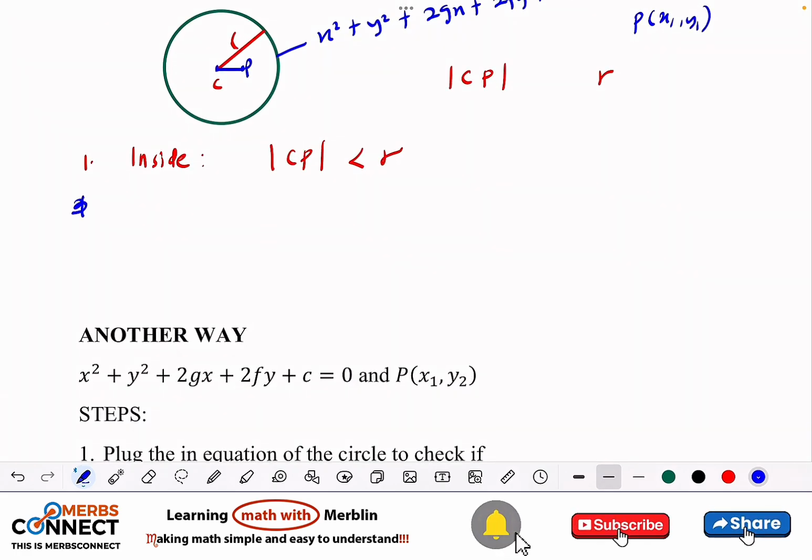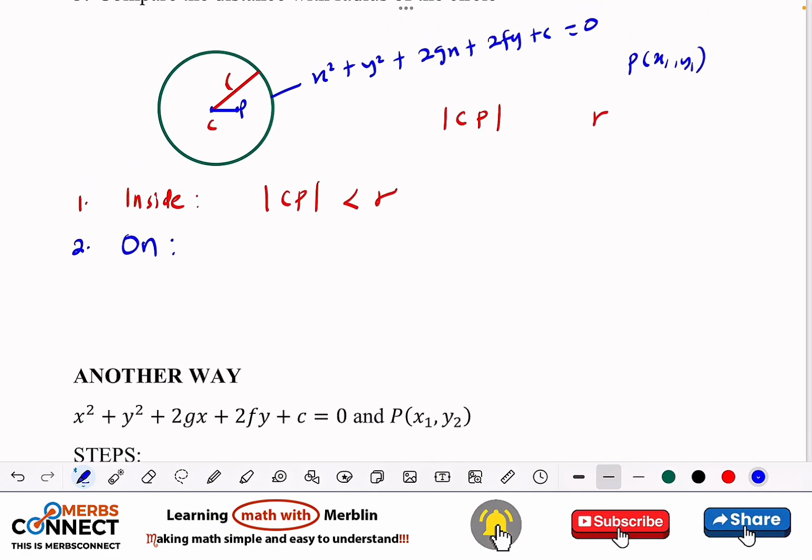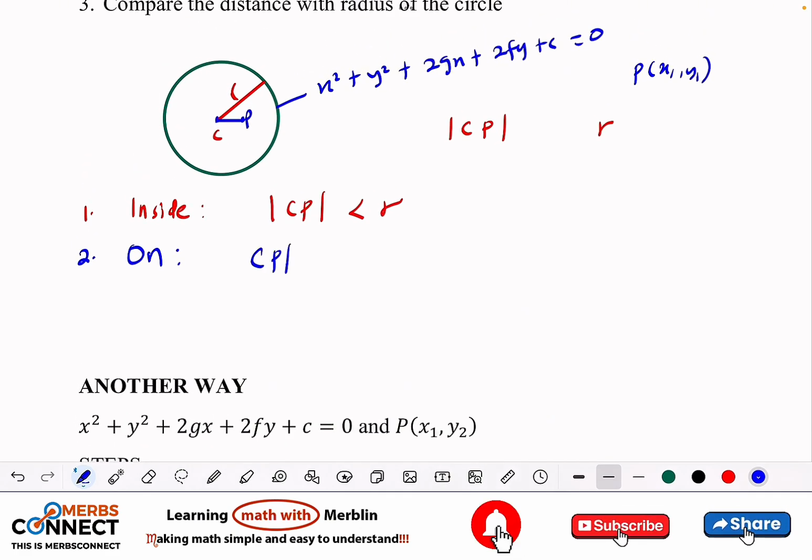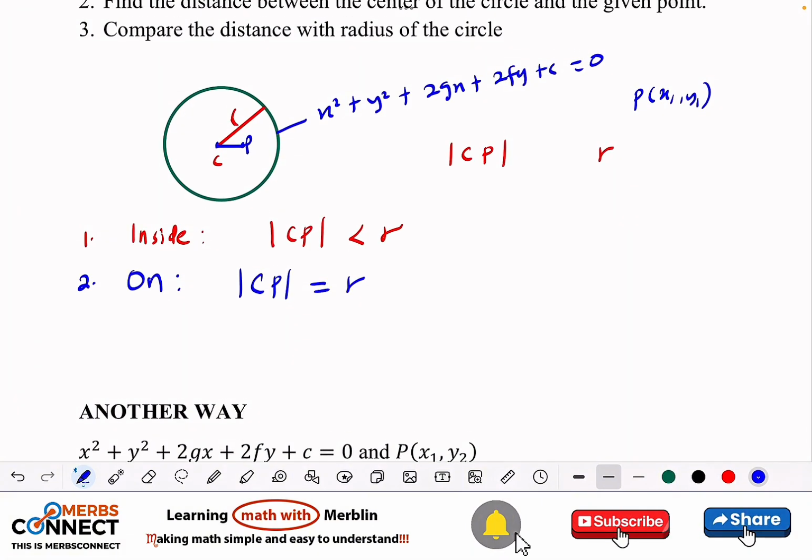Let's talk about 2. 2, we are going to talk about on. On is when the distance CP is the same as r. That is when I have my P somewhere on the circle here. So you will see that the distance between this and this is the same, because from C to P is the radius, and this is also the radius. So whenever this is the same as this, we say that the point is on the circle.